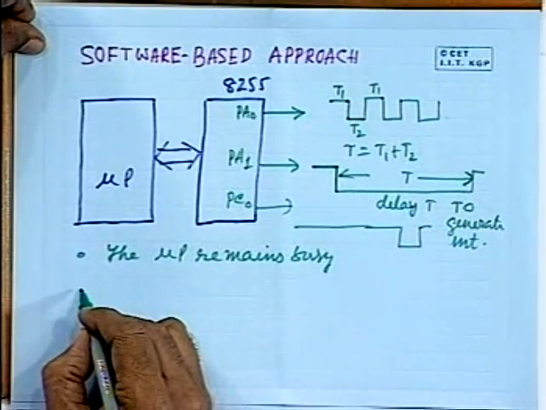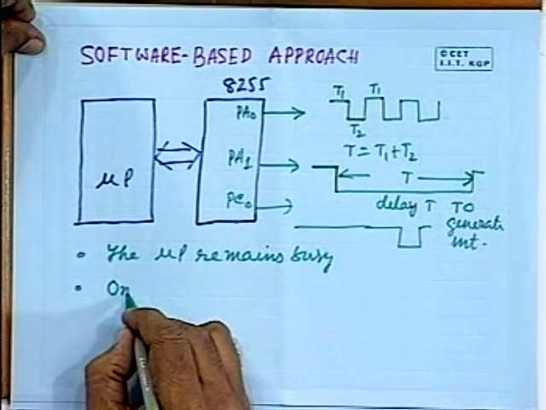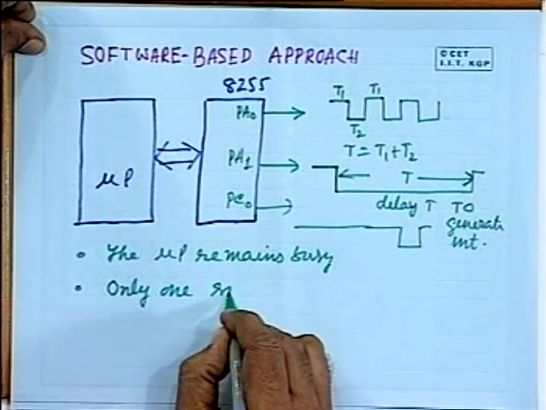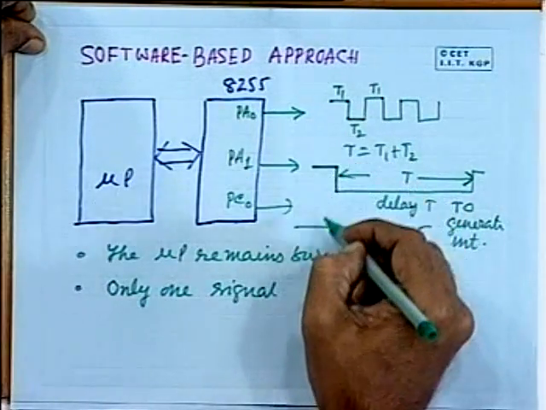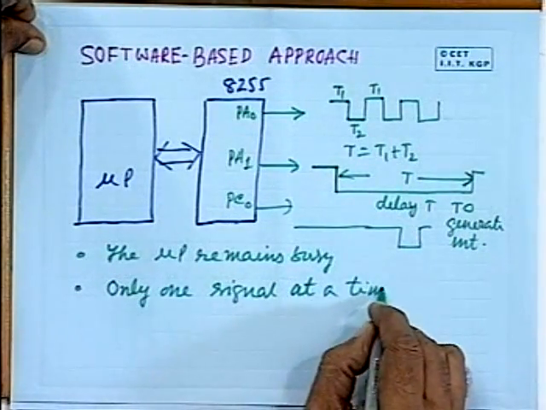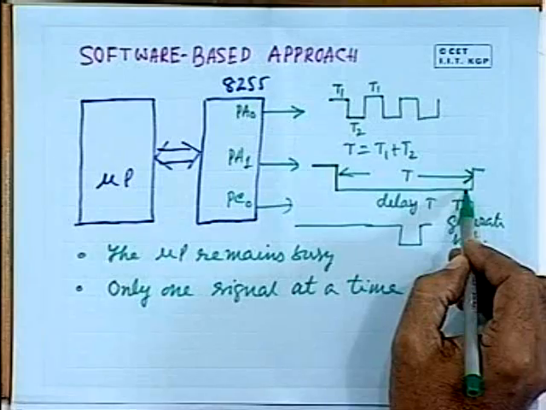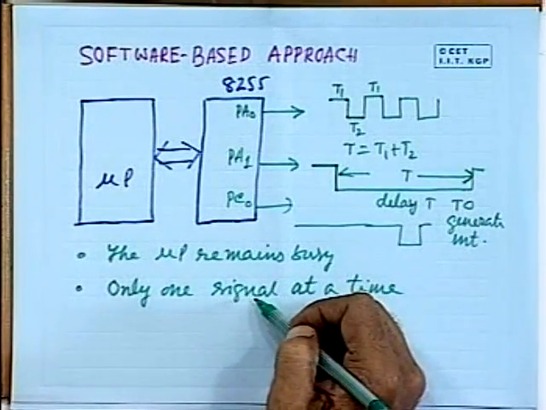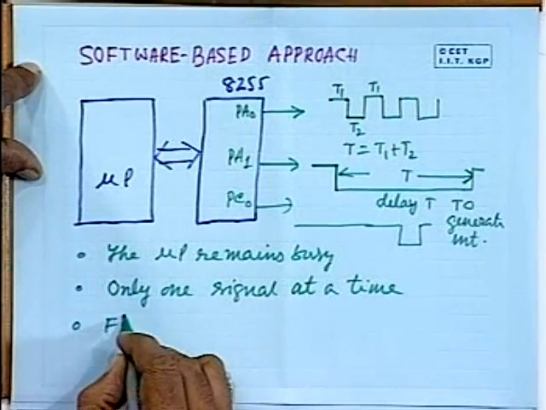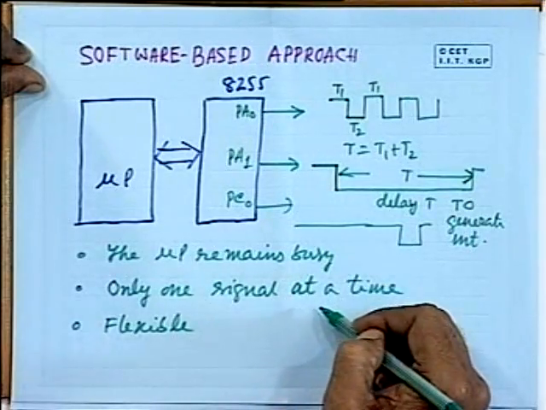And so apart from microprocessor remaining busy, there is another limitation. You can generate only one signal at a time. You cannot generate three such signals at a time. That may be required in some applications. You may have to generate clock, you may have to generate delay simultaneously. Obviously, this cannot be done. So although this is flexible, you can implement everything by program, but because of these two limitations, this particular mode is not very popular or widely used.